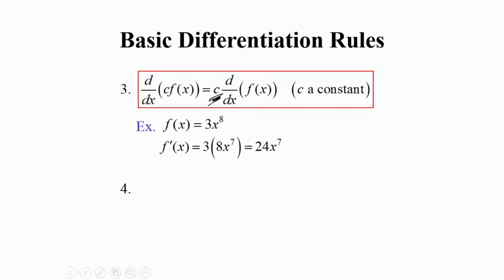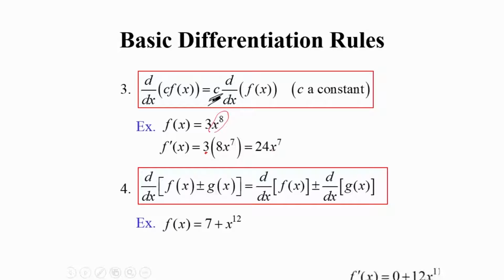F of x equals 3x to the 8th. So we are keeping the 3 safe. You're keeping the 3 here. And then take the derivative of that, which would be 8x to the 7. Subtract 1 from that power. So it would be 3 times 8, 24, x to the 7. That's the derivative.